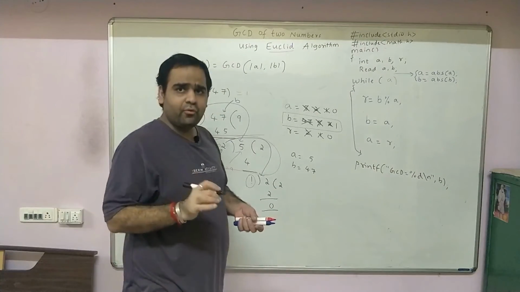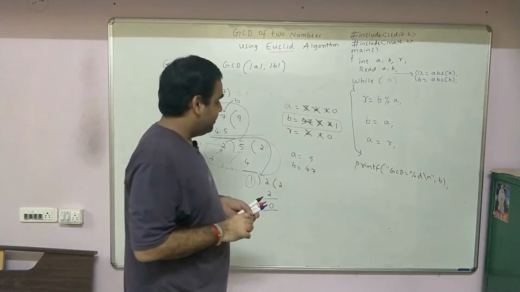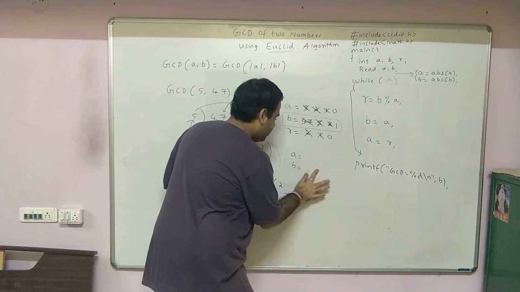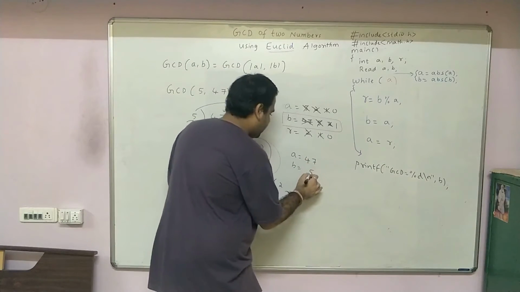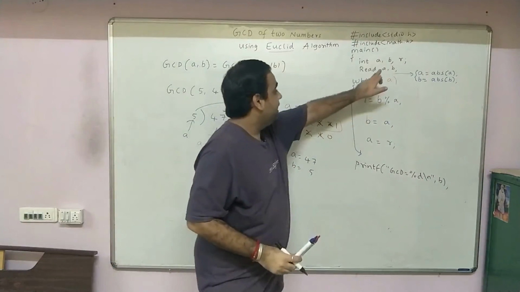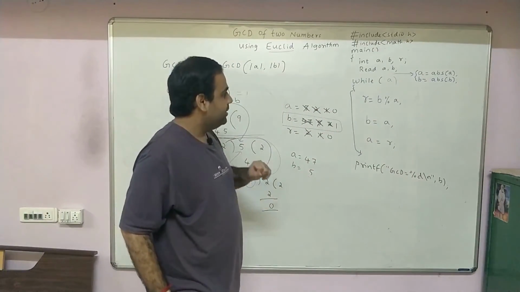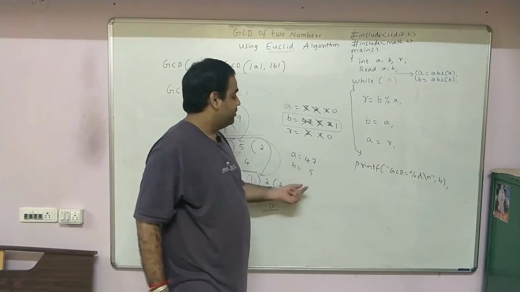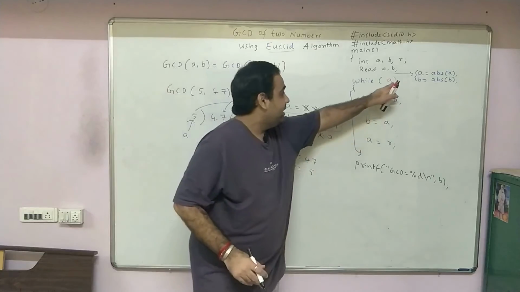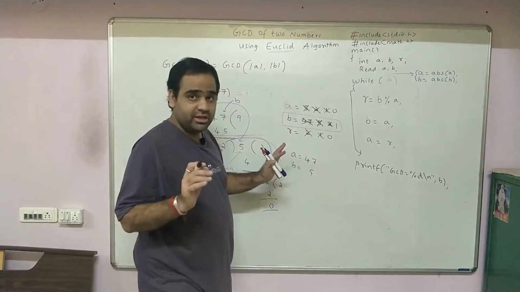Now the question which arises to our mind is, sir, what if A is 47 and B is 5? Will this algorithm work or not? Now read A, B, let A be 47 and B be 5. A is equal to absolute of A, which is 47. B is absolute of B, which is 5. While A, what is the value of A? 47. It is taken to be true.